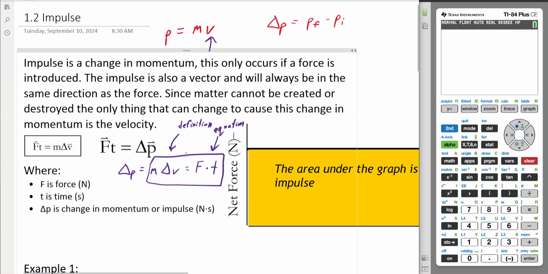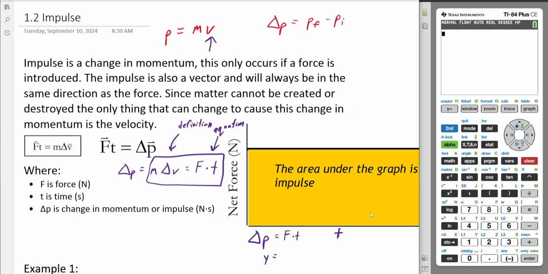While we think about that, the area under the graph is the impulse. Well, why is that? This graph is not showing it. This is time here. So it's not showing it very well. But basically, if you look here, delta P equals F times T. Okay, so delta P is your change in momentum. That is the impulse. Okay, and that is, in this case, Y. Oh, no, sorry. In this case, Y is your net force, and X is your T.